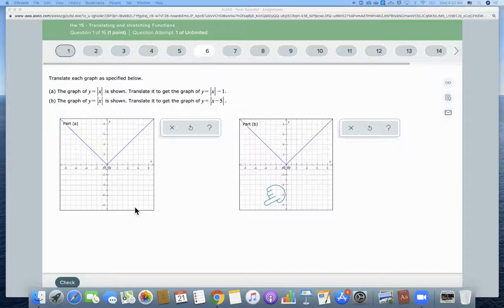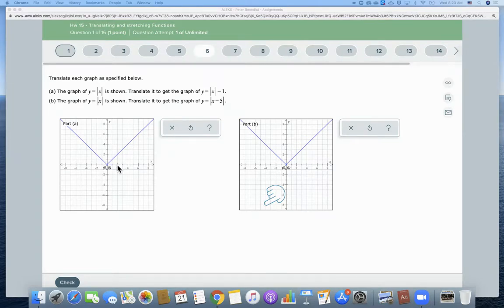Yesterday we talked about translating parabolas. And today we're going to talk a little bit about the universality of translating all functions. So if we look at this, this is an absolute value function here, right? As we know, absolute value is the distance from zero.